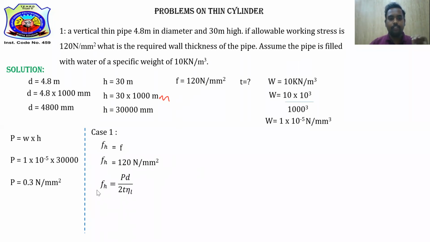I'll take the formula for FH. FH equals PD by 2T eta L, and here eta L is not given. If it is not given, I'll omit it. I'll not use that term. I'll just substitute the values.